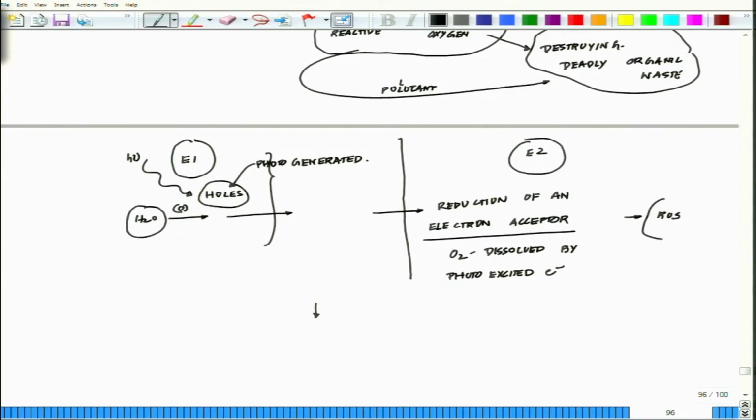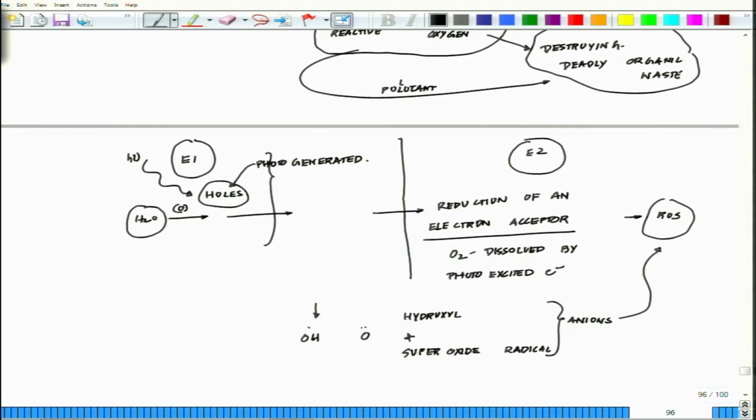This whole thing leads to the formation of hydroxyl and superoxide radical anion. Hydroxyl and superoxide radical anions, which is essentially your reactive oxygen species.